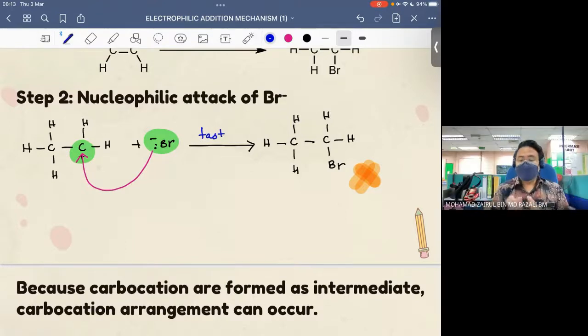Okay, now macam saya cakap tadi, kalau reaction awak itu akan menghasilkan carbocation as the intermediate, please check for the possibility for the rearrangement. Okay, please check possibility for rearrangement. Okay, let's take a look at this reaction.